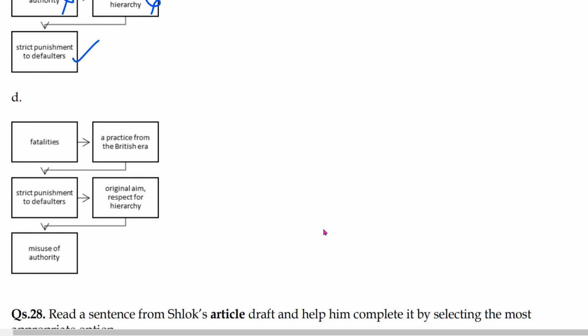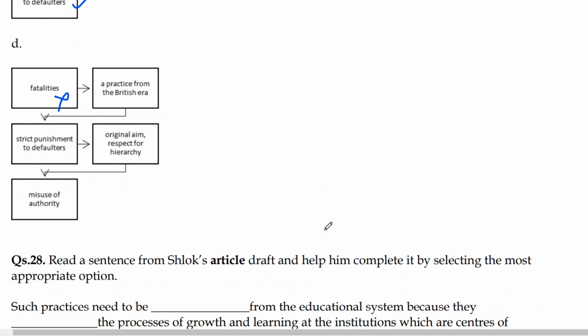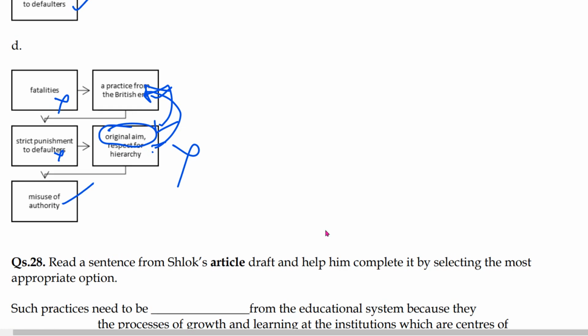Look at the last option, fatalities. Again here it begins with fatalities. A practice from the British era, strict punishment to defaulters. Then original aim, respect for hierarchy. What is the original aim? The original aim, the practice of. So after this we have to bring this idea. Then misuse of authority is really this ragging. So this is also not a suitable one.